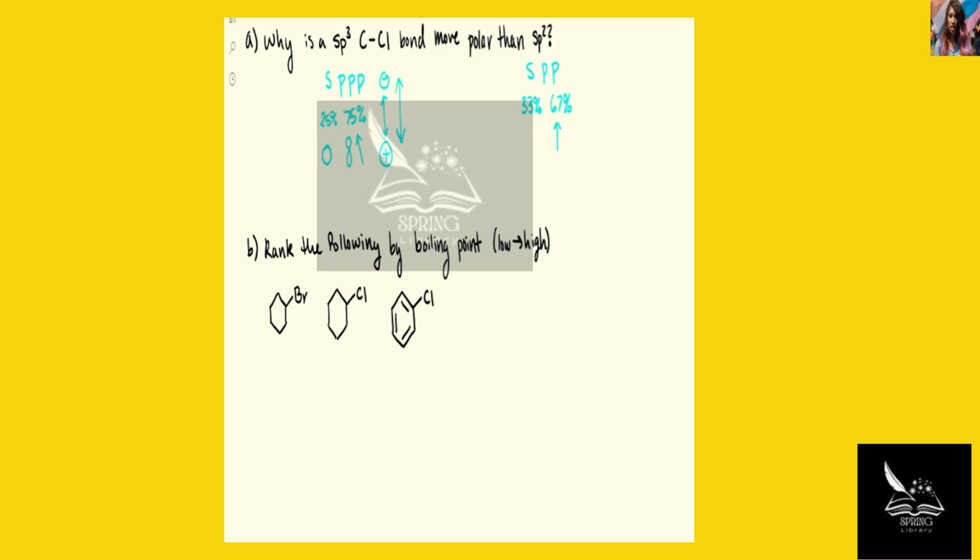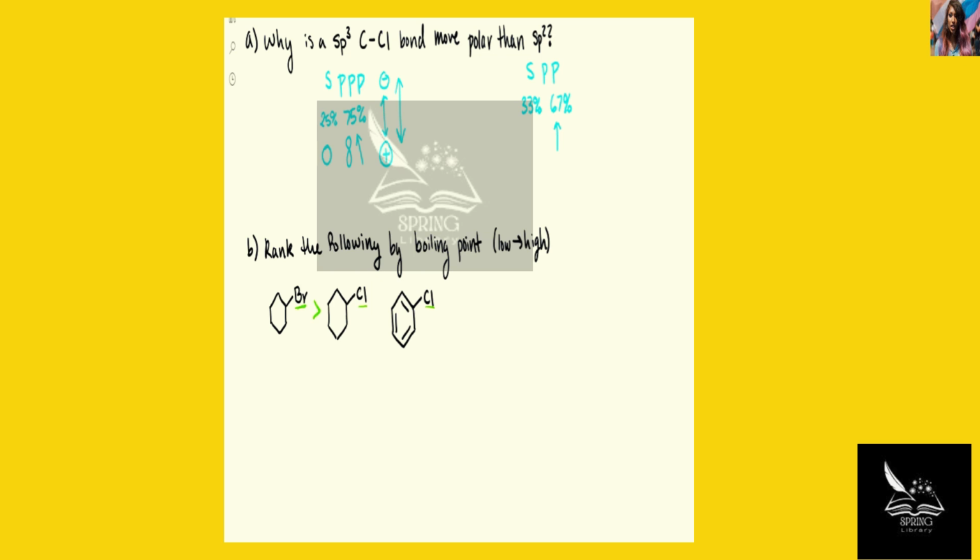But first, we can compare these. They all have the same length of their carbon chain. All of them have 6 carbons, so that doesn't tell us anything. But they have different halogens. Bromine is larger than chlorine, and we know that the larger, more polarizable halogen corresponds to a higher boiling point. So we could compare these two and say that bromocyclohexane is going to have a greater boiling point than the chlorocyclohexane.